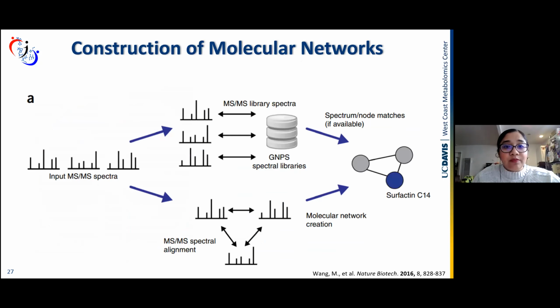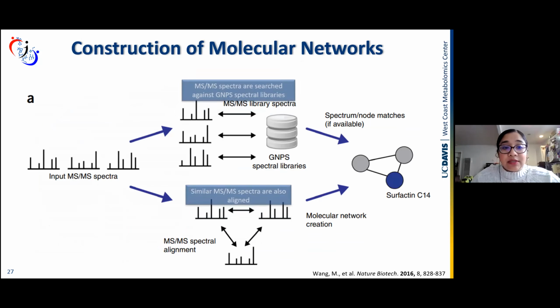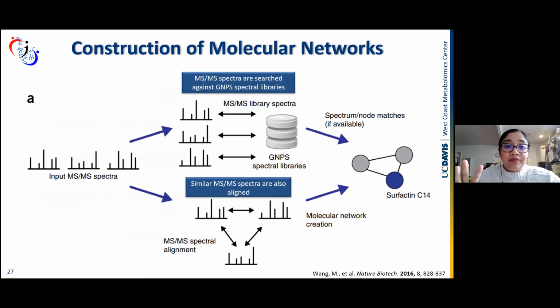Okay, so the construction of molecular networks is one approach of using the MSMS libraries in GNPS. So what one would do is input several MSMS spectra. Those MSMS spectra are simultaneously searched against the libraries in GNPS, and then similar MSMS spectra that are your experimental data are also aligned so that there's no duplicate spectra. Then those library matches, as well as the removal of duplicate spectra, are created and merged into a network.